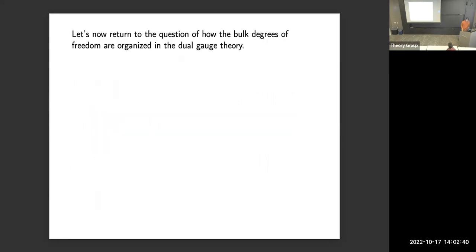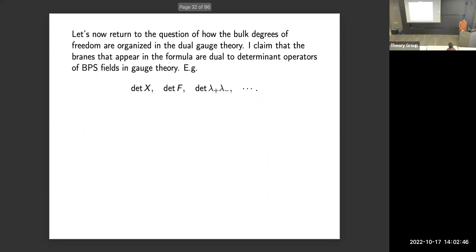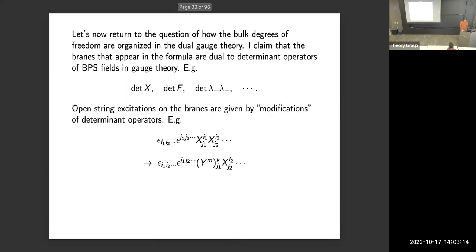So let's now return to the question of how the bulk degrees of freedom are organized in the dual gauge theory. I claim that the branes that appear in the formula are dual to determinant operators of BPS fields in gauge theory. They may look like a determinant of a scalar, determinant of a field strength component, or a determinant of a gaugino bilinear, say, where the precise set of determinants that contribute depends on the theory, of course. And open string excitations on the branes are given by modifications of determinant operators.